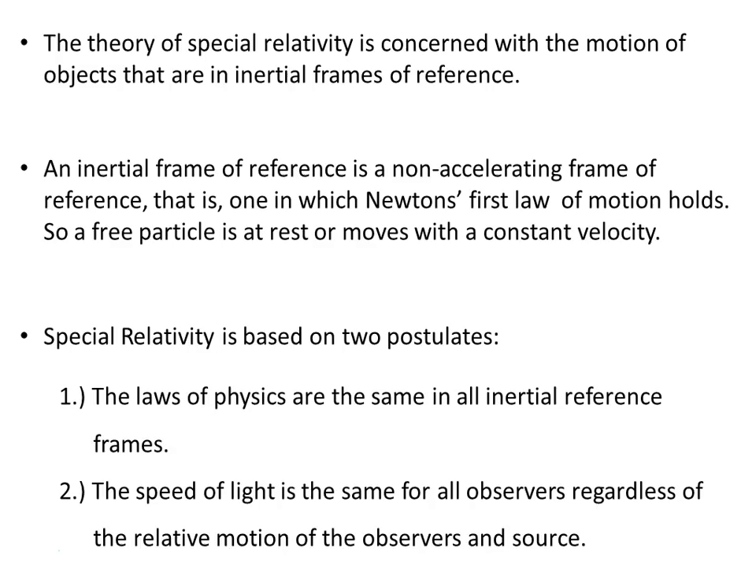So the theory of special relativity is concerned with the motion of objects that are in inertial frames of reference. An inertial frame of reference is a non-accelerating frame of reference, that is, one in which Newton's first law of motion holds. That means a free particle is at rest or moves with a constant velocity. So an observer with an accelerometer carried with him or her would not be able to detect any acceleration whatsoever if they were moving in such a frame. So constant speed, constant velocity.